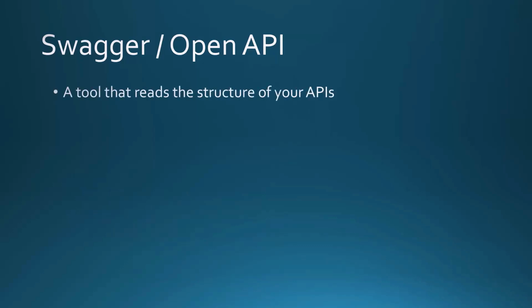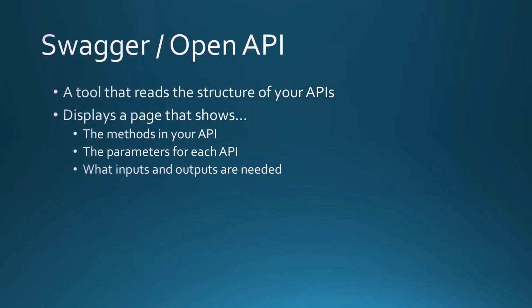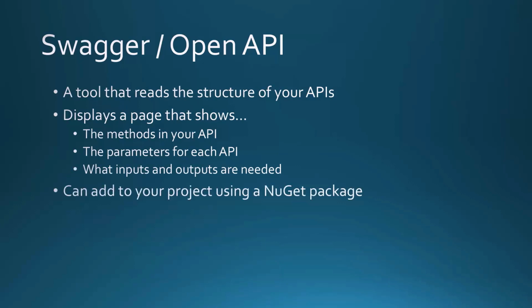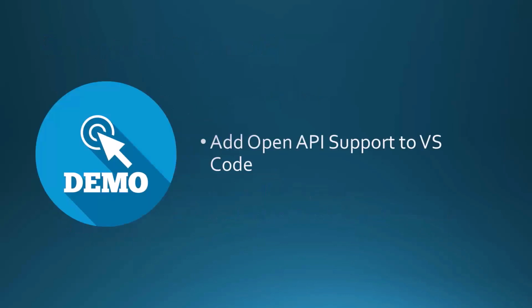Now, this is a tool that reads the structure of your APIs and displays a page that actually shows the methods in your API and the parameters for each API. So it'll tell you actually what inputs and outputs are needed. Now, you can add this to your project using a NuGet package. So if in Visual Studio 2022, if you're creating a new project, you simply select the Enable Open API Support checkbox, and it'll do the rest for you. But let's go ahead and add Open API support in our VS Code project.